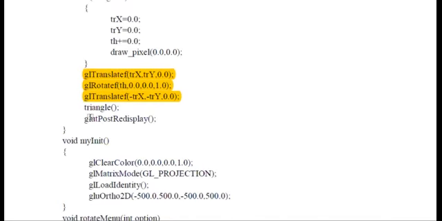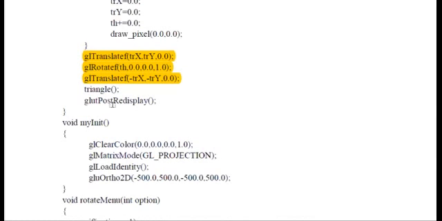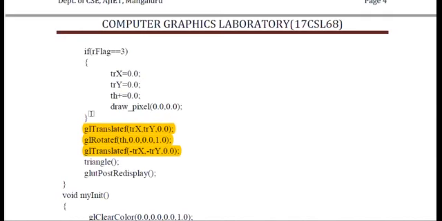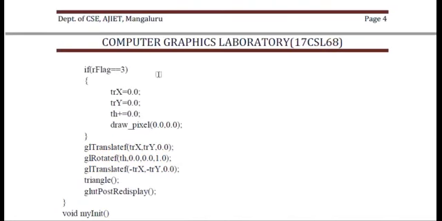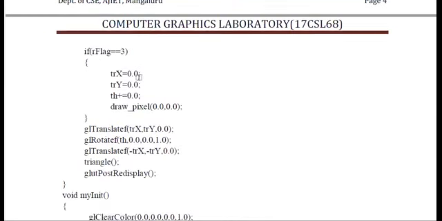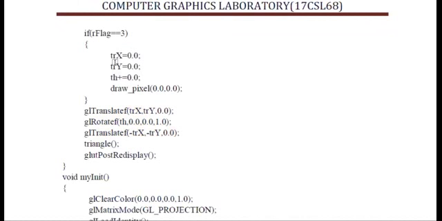Okay, then you are going to draw the triangle, and then you have glutPostRedisplay again to display the object with the new position. Okay, next thing is you are going to have flag equal to 3, which means that you need to stop the rotation. So you need to stop the rotation means you don't have to translate, you don't have to rotate.